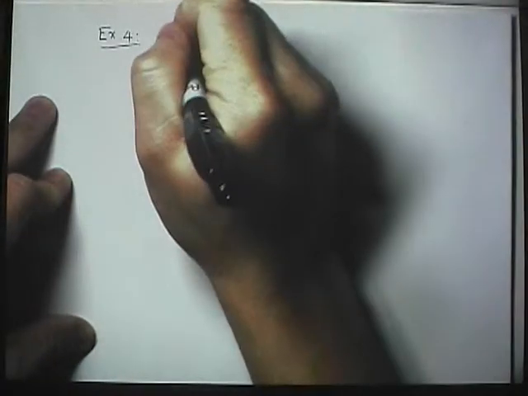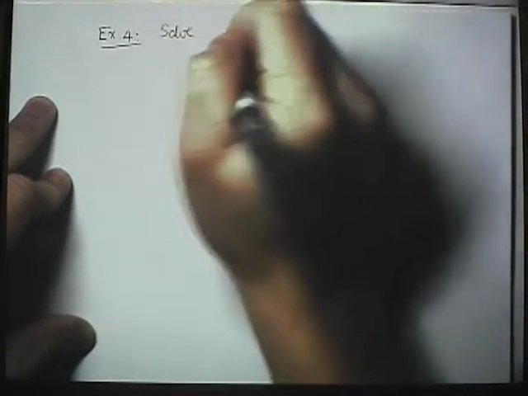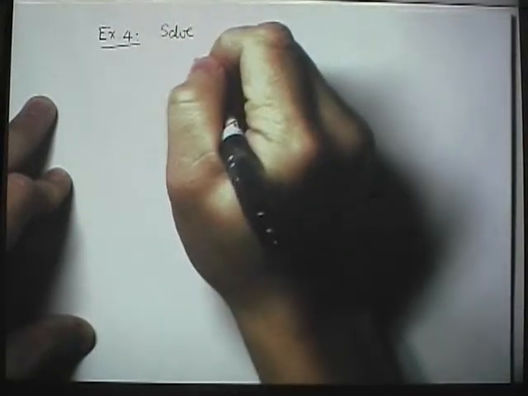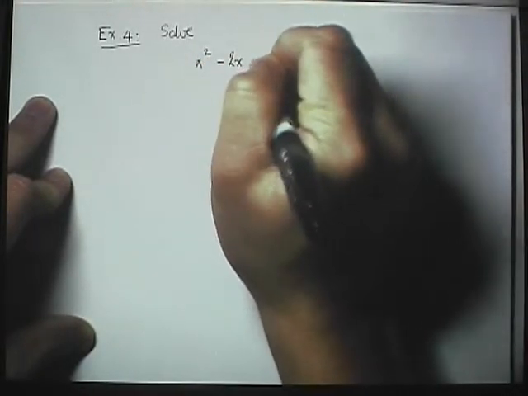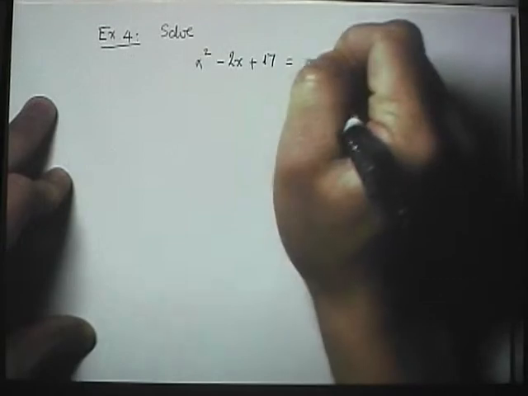The last example for showing you how to use the quadratic formula, example number 4, which is also our last one in the quadratic formula. We want to solve x squared minus 2x plus 17 equals 0.